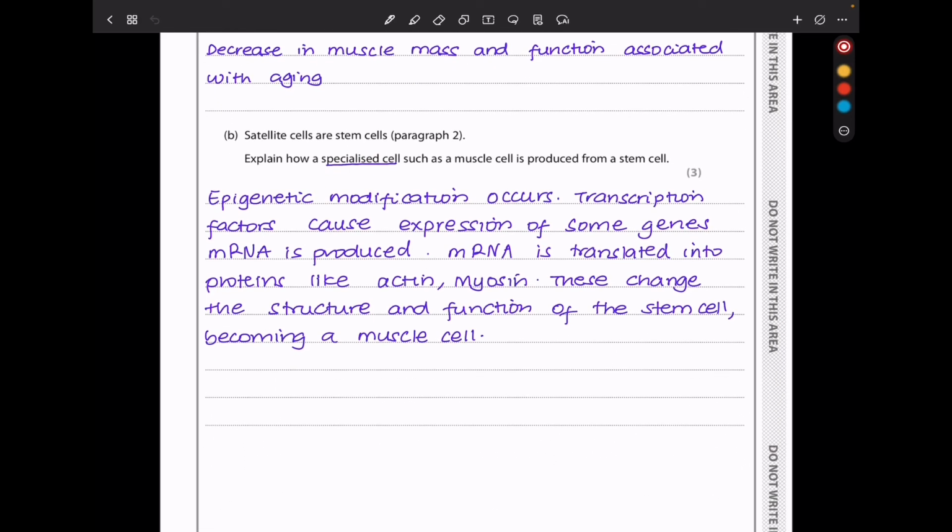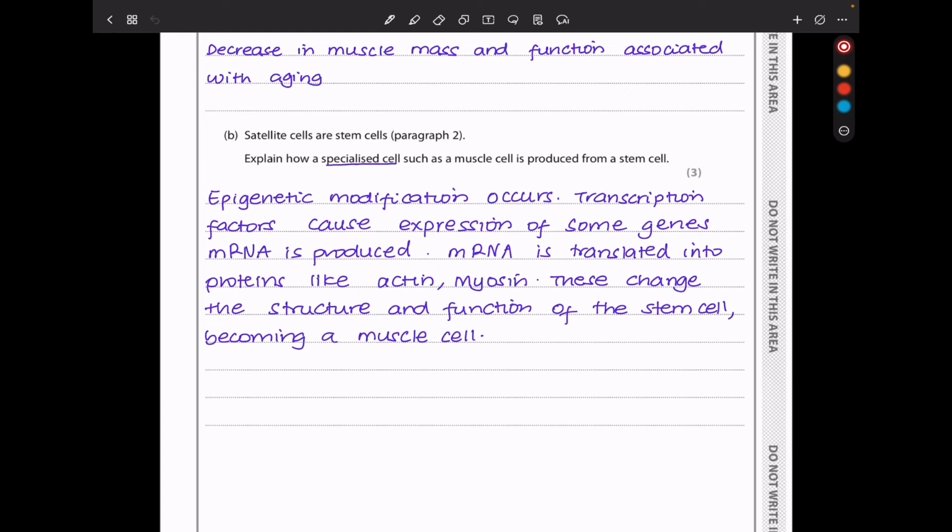And in part B, they say satellite cells are stem cells. This is from paragraph 2. Explain how a specialized cell, such as a muscle cell, is produced from a stem cell. This is because gene expression is going to be carried out. Some genes are going to be switched off and others are going to be switched on. Certain proteins are going to be produced and these could control the functioning of the cell.